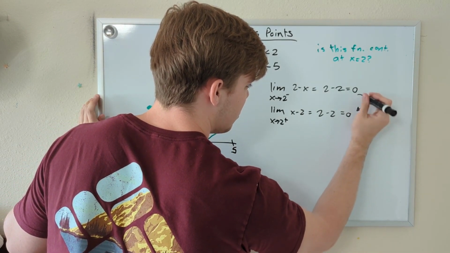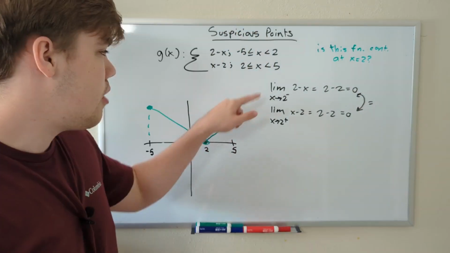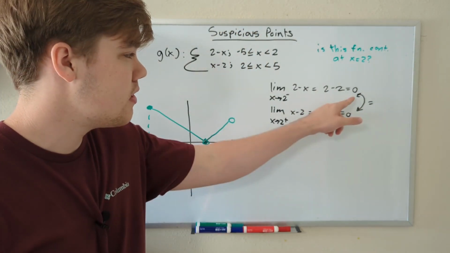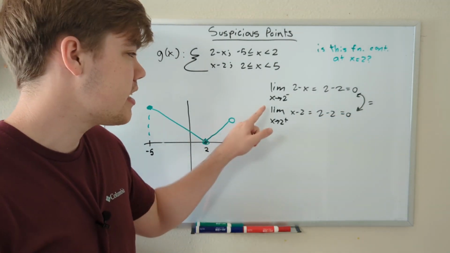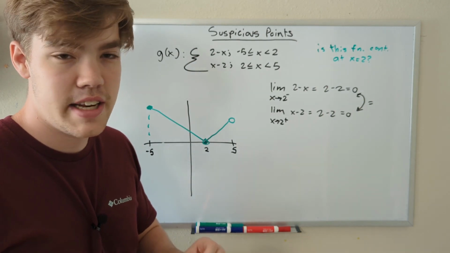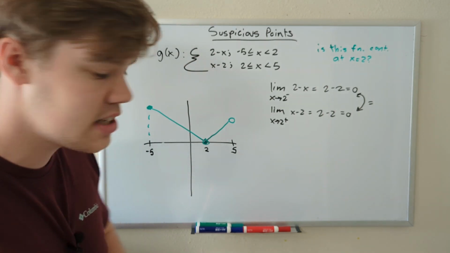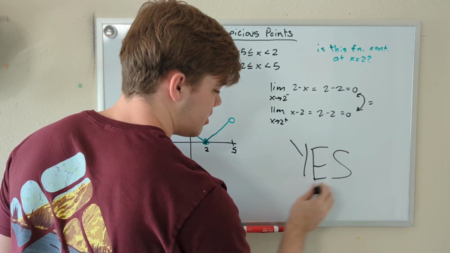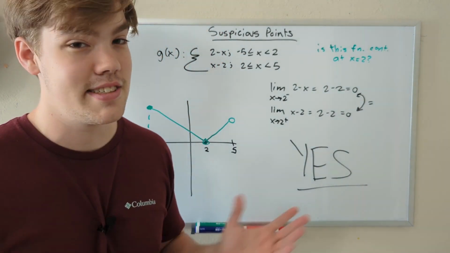And as you can see, these two are equal. And when the left-hand limit and the right-hand limit agree, then the limit exists at whatever this is. Which means the limit as x approaches 2 of our piecewise function is 0, meaning that the limit exists there, meaning that the function is continuous at x equals 2. Yes, a big ol' yes to celebrate the fact that it is continuous.